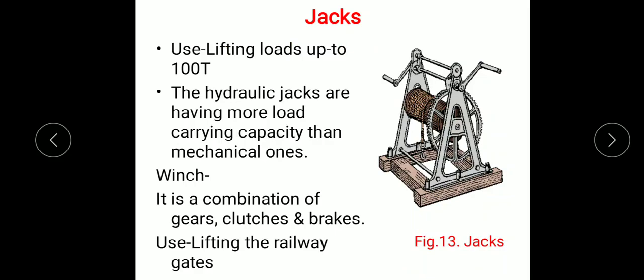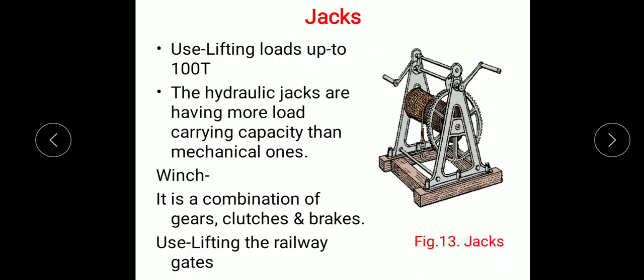Next is the jacks. Figure 13 shows jacks. Jacks are generally used for lifting loads up to 100 ton, and hydraulic jacks have more load carrying capacity than mechanical ones. Such jacks are used for lifting a heavy load. Next is the winch or winches. A winch is a combination of gears, clutches and brakes, and generally winches are used for lifting the railway gates.